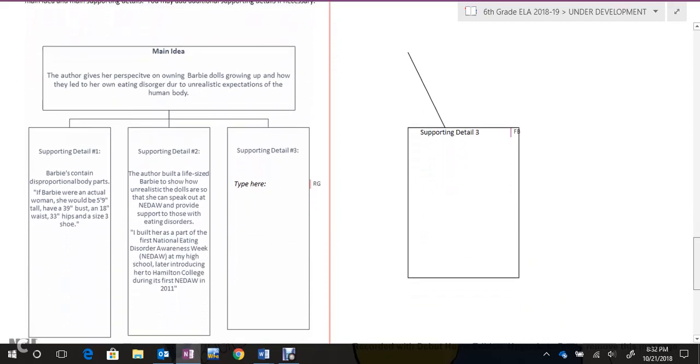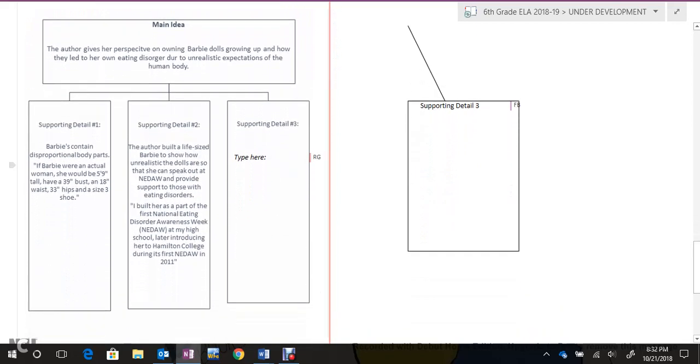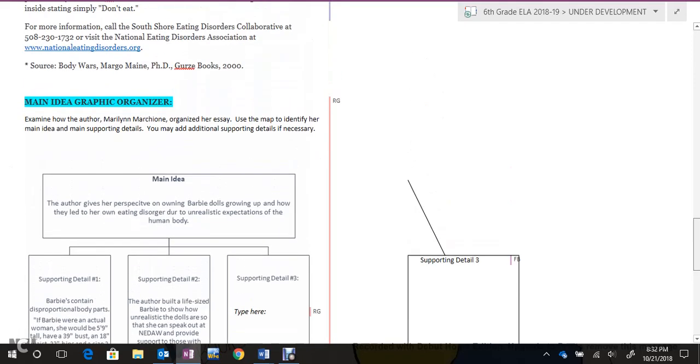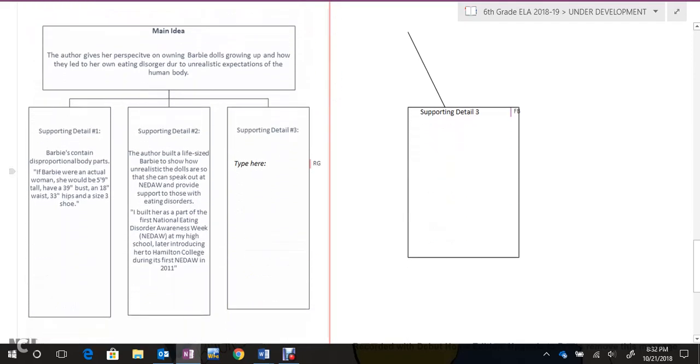The next thing that you're going to do is make a graphic organizer. On yours, you have this. Essentially, you're going to identify the main idea. Basically, what was the article about? In this case, the author gives her perspective on her owning Barbie dolls growing up and how they led to her own eating disorder due to unrealistic expectations of the human body. And then you'll have your main idea, and supporting details underneath. What were some major quotes or moments?